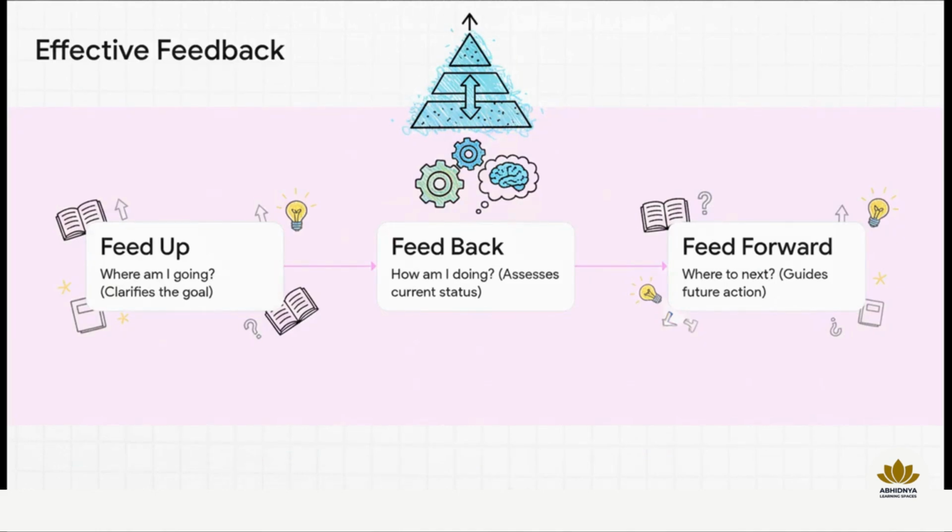There's this brilliant model by Hattie and Timperley that boils it down to 3 simple questions. Feed up is about clarifying the goal. Where am I going? Feed back is about the present. How am I doing right now? And maybe most important is feed forward, which gives you a plan. Where do I go next? It shifts the whole conversation from judgment to action.